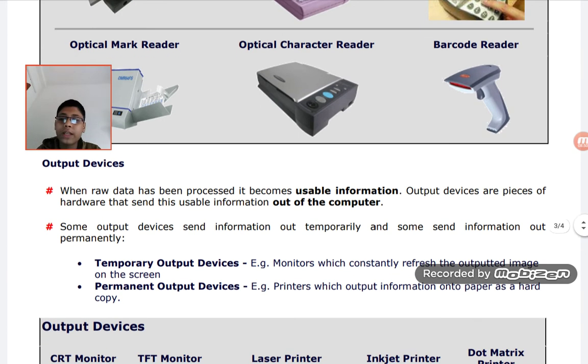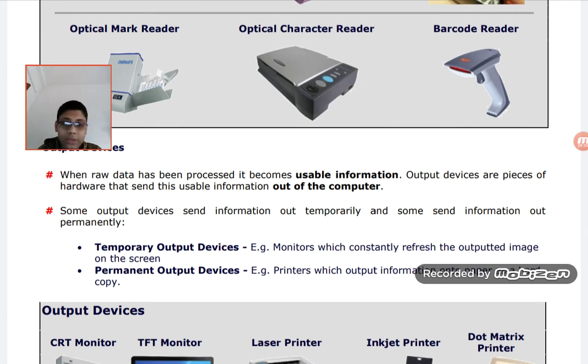Okay, now next part, temporary output devices. Examples: monitors, which constantly refresh the outputted image on the screen. It means it acts as a video, no? In a monitor you use it and you get fast movement of the videos. Okay. Now permanent output devices. Examples: printers, which output information onto paper as a hard copy. In temporary output, for example in monitors, you can see one video at once, then again you have to go, and in permanent output, the printers directly output the information onto paper.